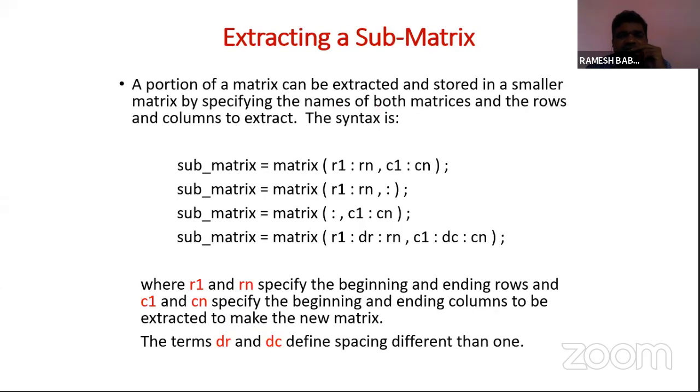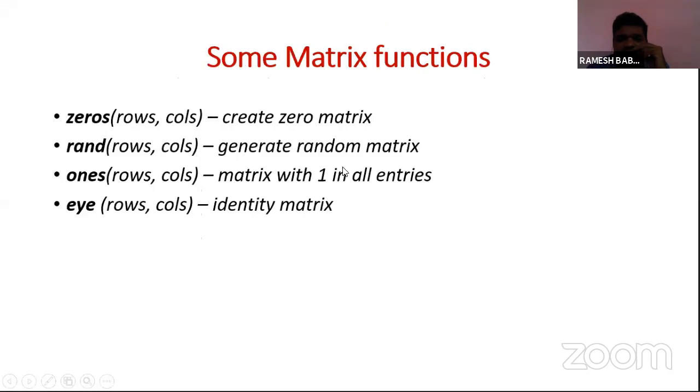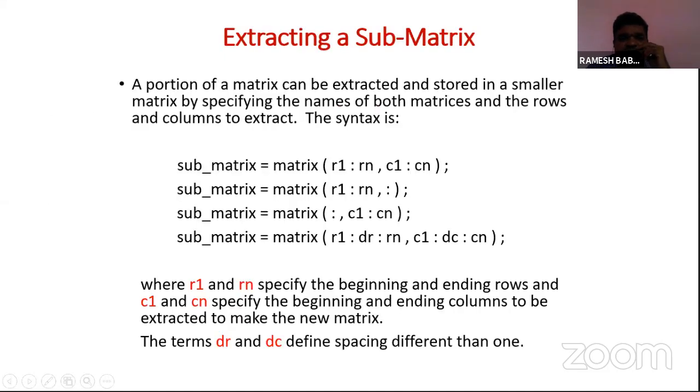And then how to extract submatrices. A submatrix is nothing but a portion of the matrix that can be extracted and stored in a small matrix. So this is the major matrix, which has a range here. That's what I told you here. Here also you can give the random numbers range, and you can also give rows. So that's how I'm showing here. R1 and Rn: R1 will indicate the beginning and Rn will indicate the end of the rows.